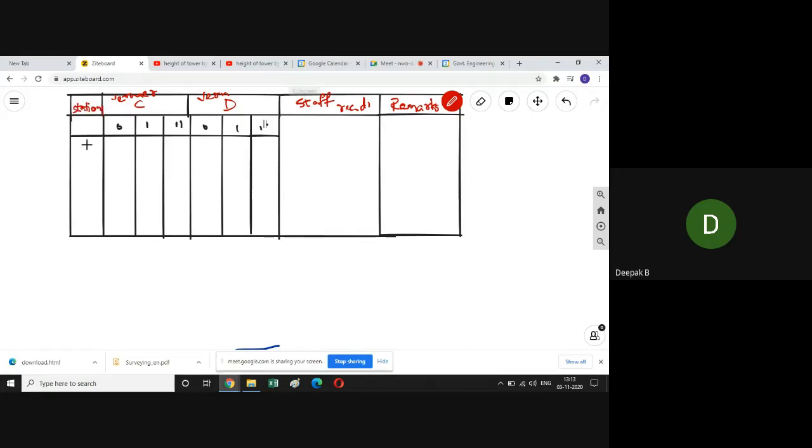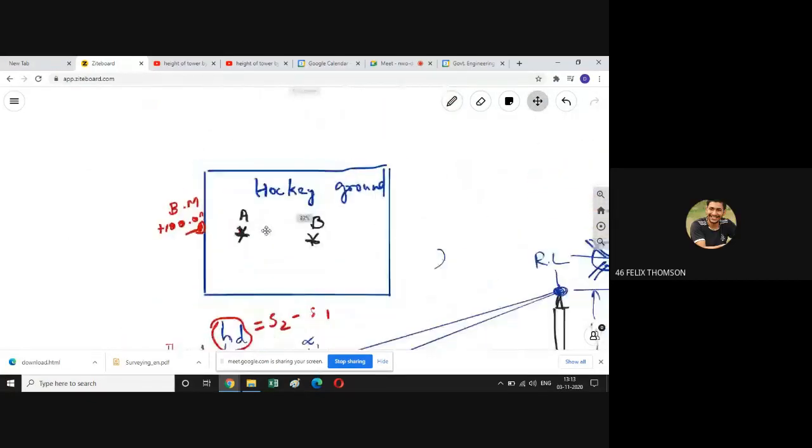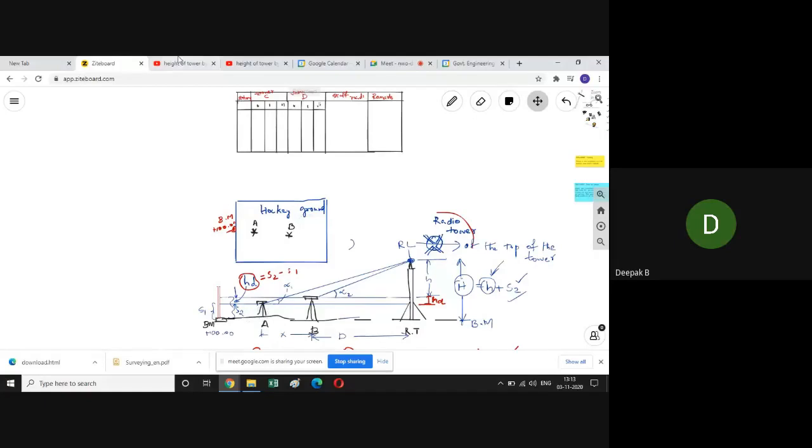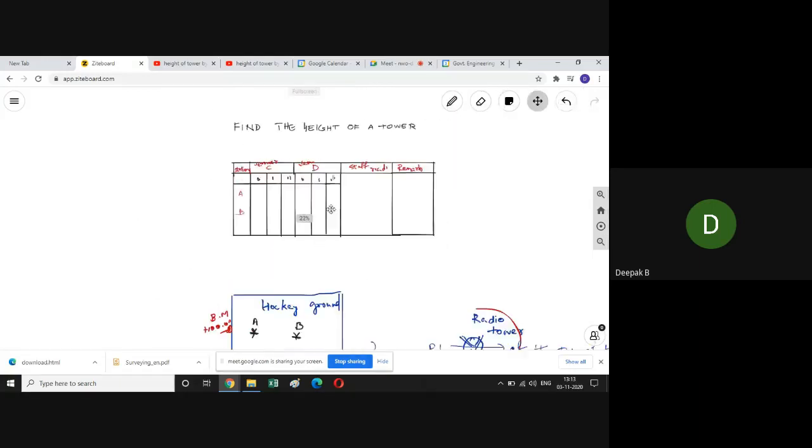What are the stations? We have two stations. Naming them from this figure? Sir, we have two stations, that is A, B. Okay, so we have to book the readings at A. We also have to book the readings at B. Okay, I hope this much is understood.